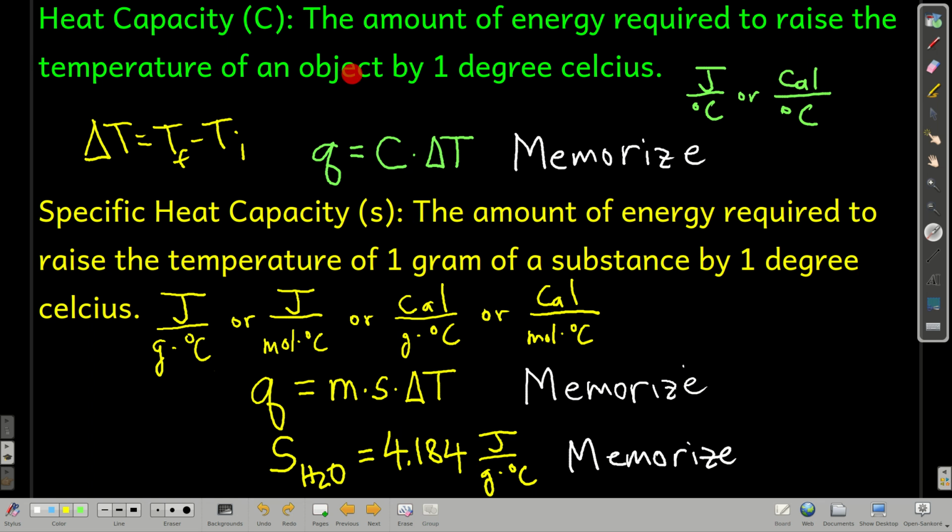By the way, notice the difference here. Heat capacity is for a specific object. Specific heat capacity is for a substance, gold, carbon, water. And it doesn't matter how much you have because it's always for 1 gram of that. That's why we can tabulate it more easily. So memorize these equations. Oh, and the specific heat capacity of water is 4.184 joules per gram degree Celsius. You should memorize this. This is actually at 25 Celsius, but close enough.